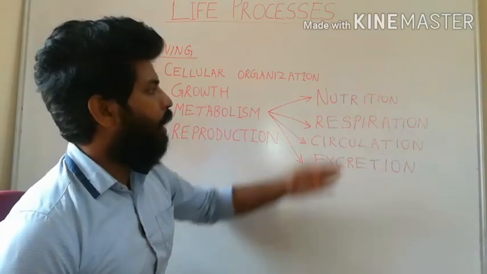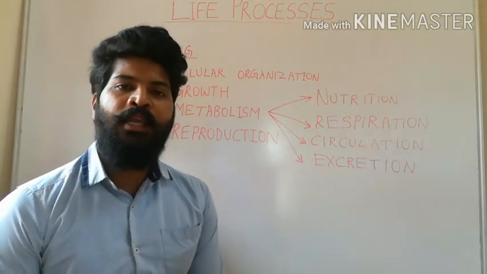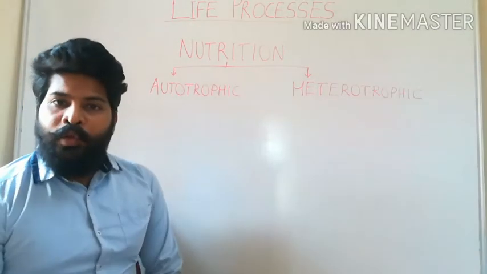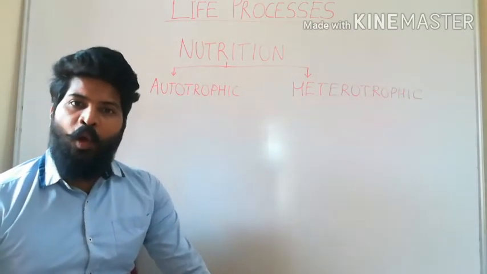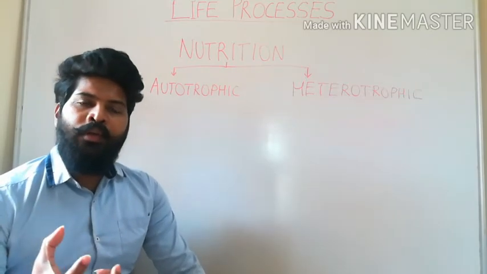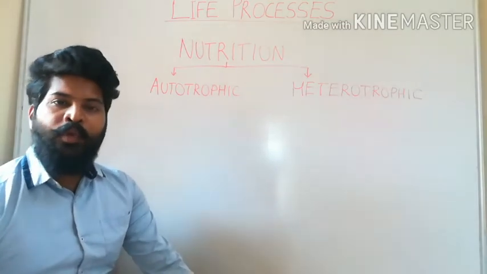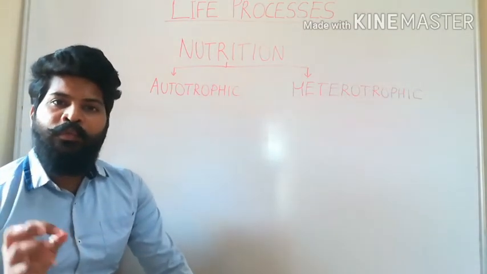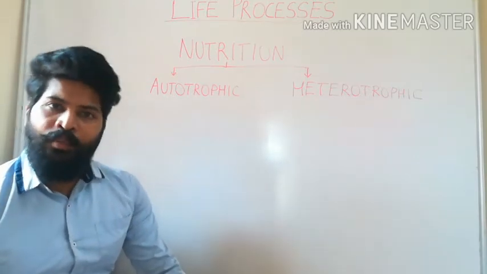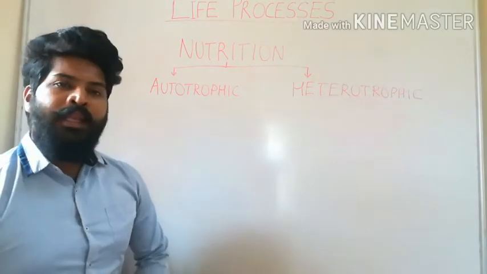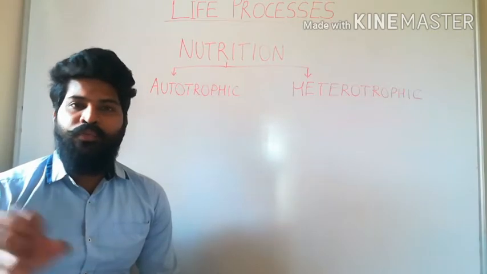So we will discuss all these 4 topics in detail. Let us begin with the first topic, that is nutrition. Nutrition is nothing but the process by which an organism obtains food from the outside environment. Why is food required? Because food is the source of energy that is required for the maintenance of all the life processes. Now, different organisms adopt different strategies in order to obtain food.